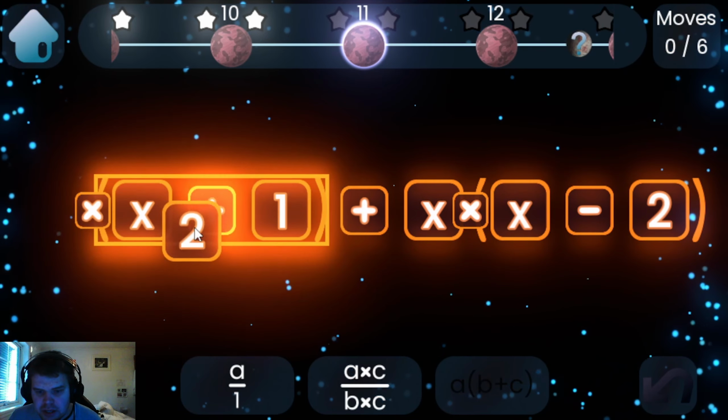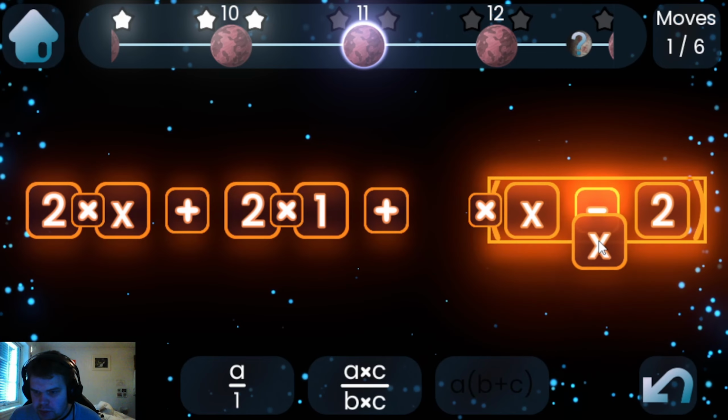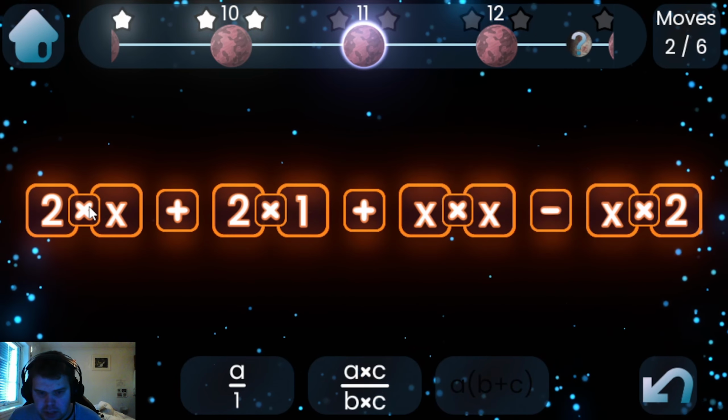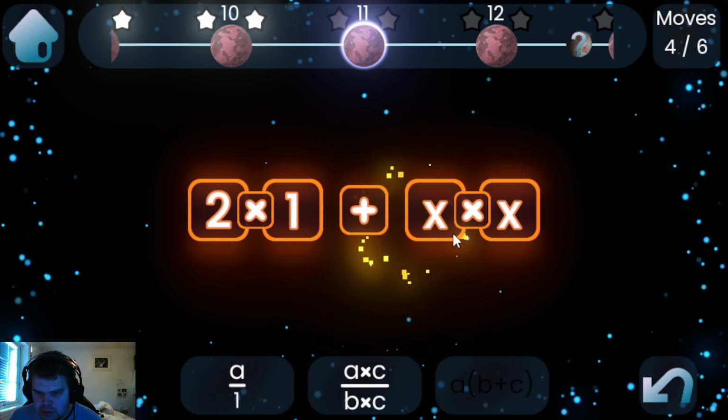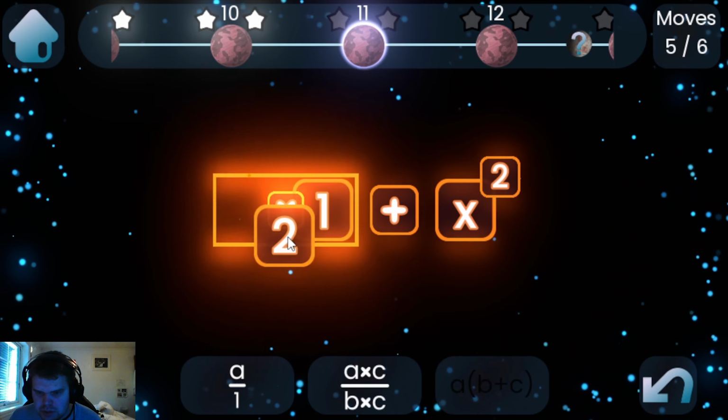So now we're learning that, you know, you don't necessarily just need one parenthesis, you can have more. Then we got to clean up 2x, x2 here, that's 0. X times x is x squared. 2 times 1 is 2. Bam.